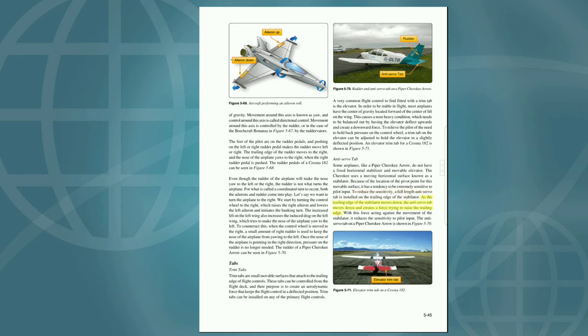As the trailing edge of the stabilator moves down, the anti-servo tab moves down and creates a force trying to raise the trailing edge. With this force acting against the movement of the stabilator, it reduces the sensitivity to pilot input. The anti-servo tab on a Piper Cherokee Aero is shown in Figure 5-70. Elevator trim tab. Figure 5-71. Elevator trim tab on the Cessna 182.